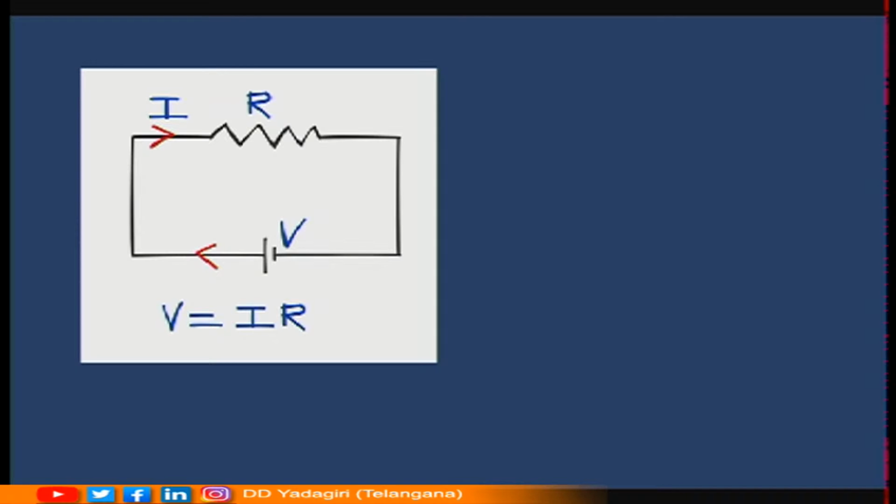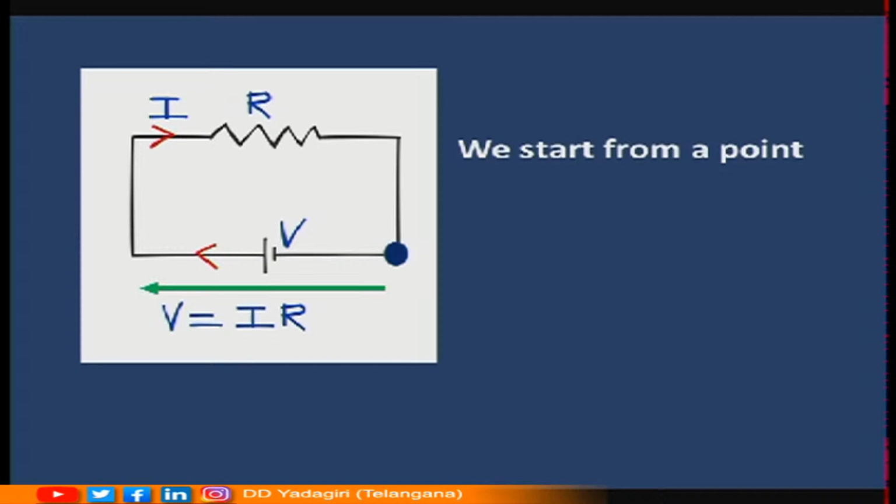In this we have to select any point, and from this point we will move along the network. When we move along the loop, we have to measure the potential differences and then come back to the same point, and measuring all the potential differences, the sum of all the potential differences must be 0. Here we have taken the potential difference across the resistor as negative. So, V minus IR is equal to 0.